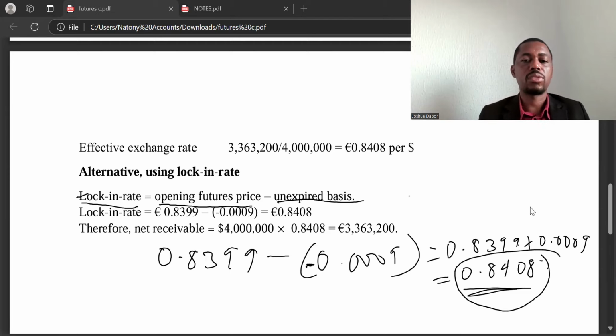So if I want to know what the value of the receivable will be, since for a direct quote I multiply, I will just use this effective rates to multiply the receivable of 4,000. It's going to give me this amount, which is what I had as my effective rates previously.